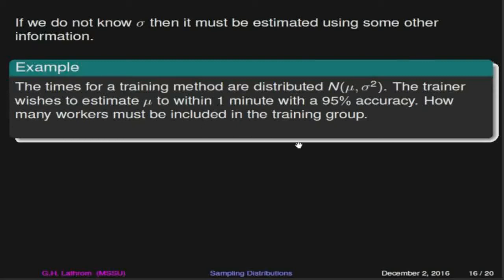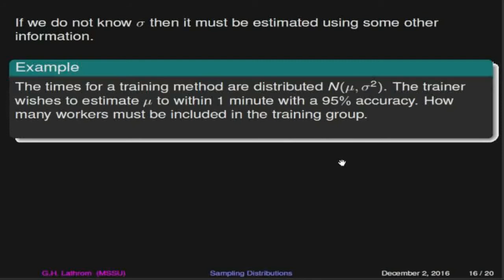So for example, we can have our truth that the training times for a particular method are normally distributed with a mean of mu and a variance of sigma squared. The trainer wants to estimate mu within 1 minute with 95% accuracy. The question is, how many workers must be included in the training group? So we want mu, and we don't know what sigma is.